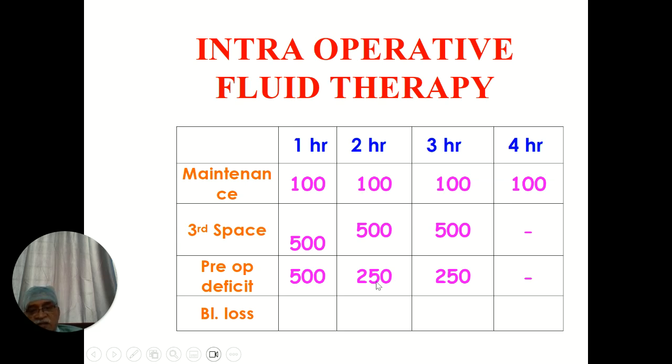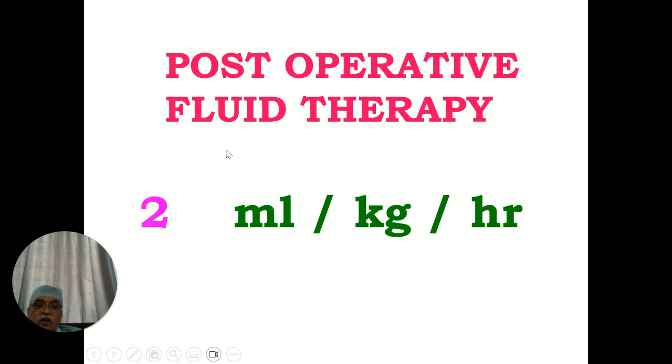So if the surgeon writes 6 hours of fasting, we have it for 6 hours. So 600 ml we have to give. Suppose the surgeon says till tomorrow morning, you calculate how many hours till tomorrow 9 o'clock. That is, say 20 hours. So 20 into 100, 2 liters we have to replace.